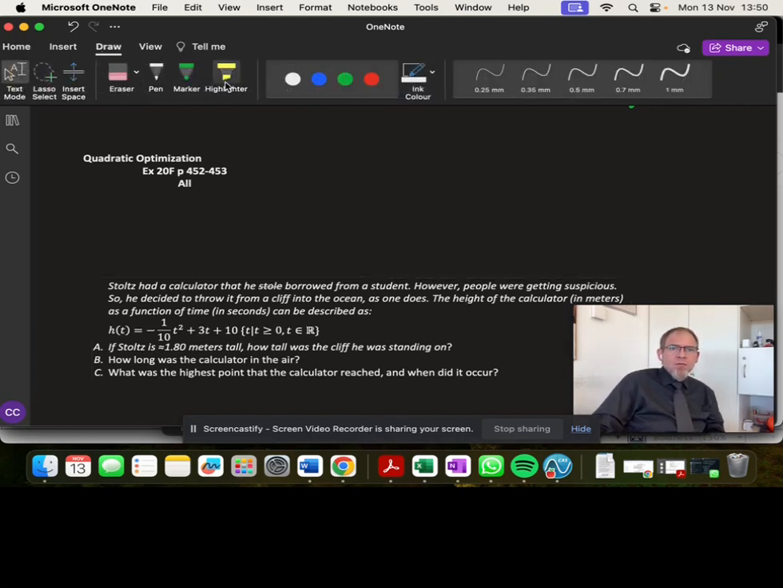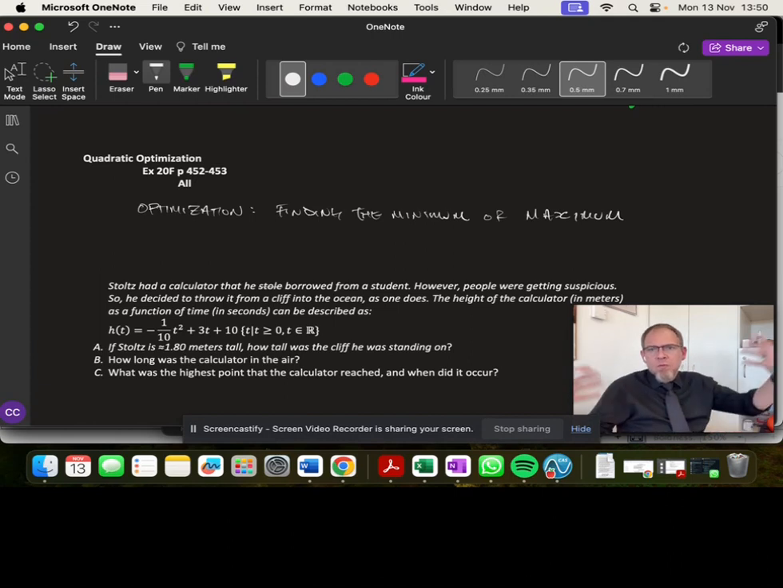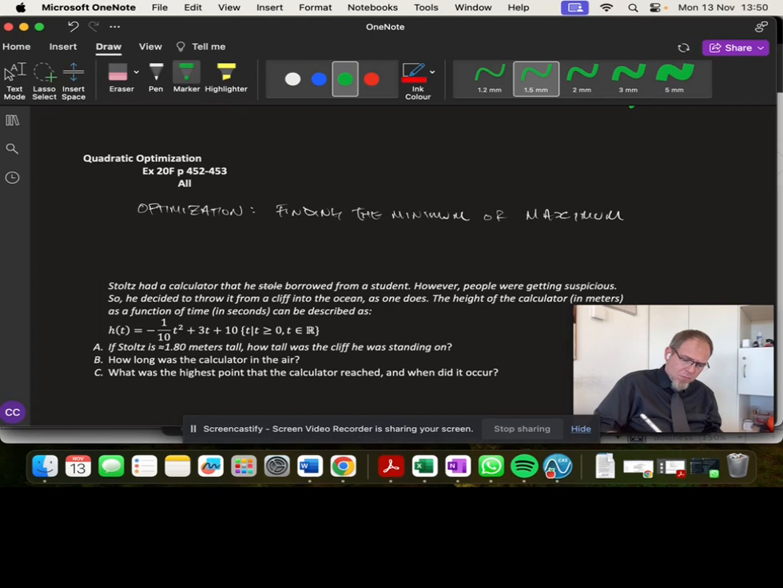Whenever we optimize something, optimization means we're finding the minimum or the maximum value. That's what the whole game is. Depending on the context or what the function is, we're looking for either the max or the min.